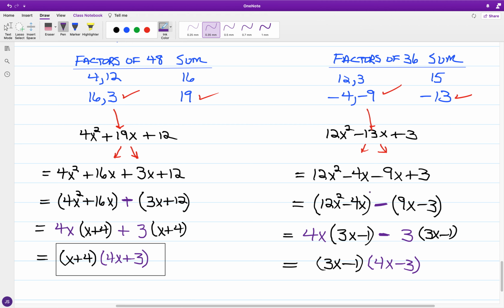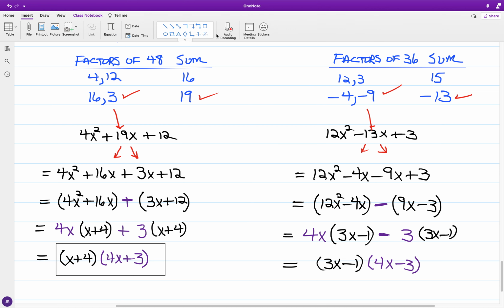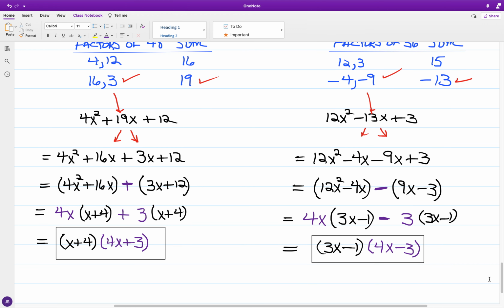And again, you can go back and check. 3x times 4x is 12x squared. 3x times negative 3 is a negative 9x. Negative 1 times 4x is a negative 4x. Negative 9x minus 4x is a negative 13x. And last, negative 1 times negative 3 is a positive 3. And that would be your final result.